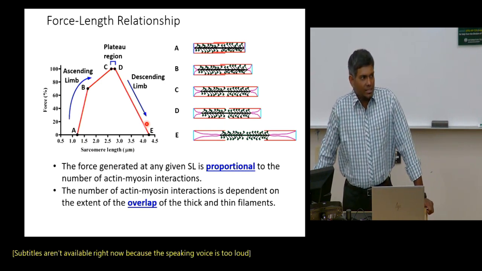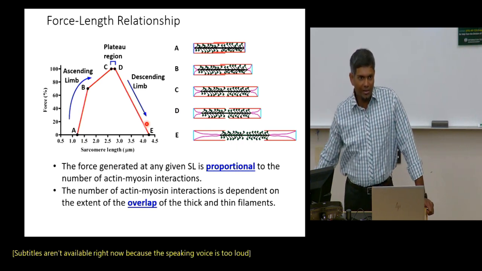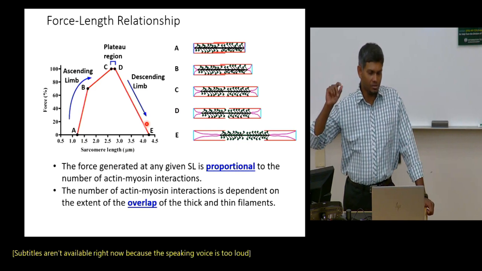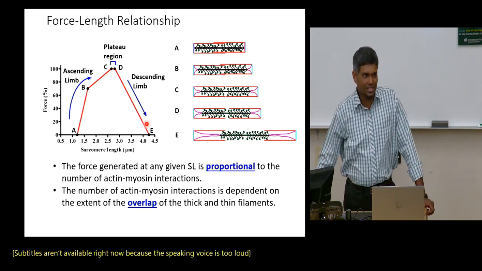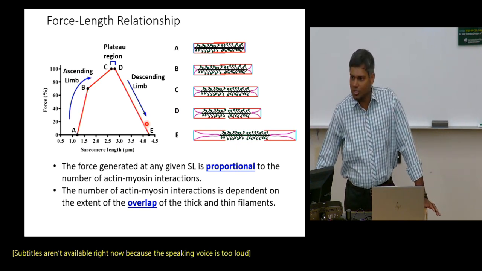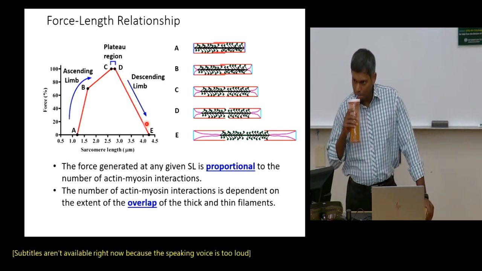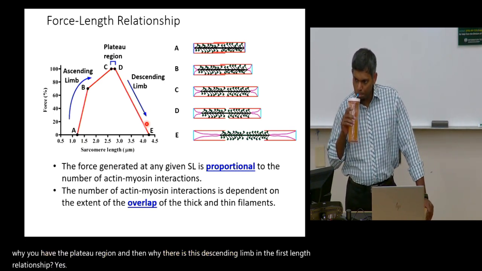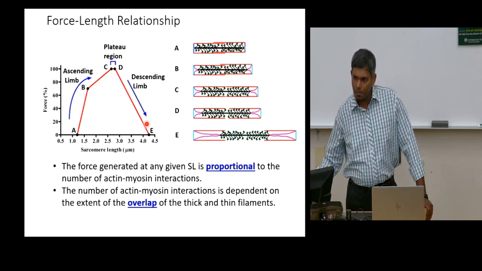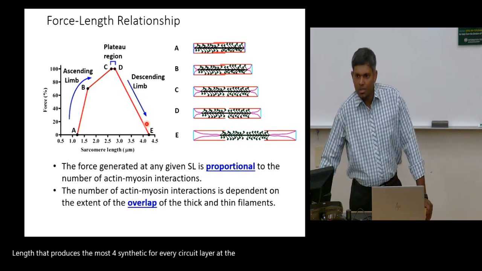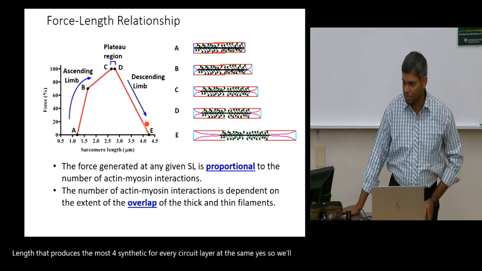Are there any questions? Does anyone need clarification on why you have the ascending limb, why you have the plateau region, and then why there is this descending limb in the force-length relationship? Yes? Does the optimal sarcomere length, the one that produces the most force, occur for every sarcomere at the same time? Yeah. So it would be occurring at multiple sarcomeres.